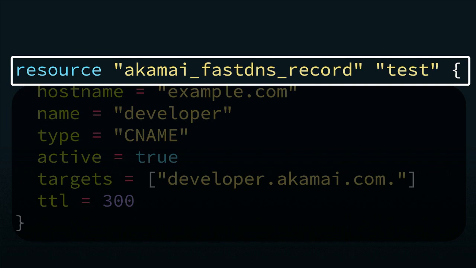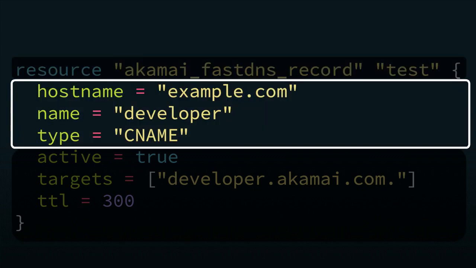It's called test, and we're going to set the configuration on that. The first thing we're going to do is set up the host name, which is going to be under example.com. That's the zone. The name, which is the subdomain, in this case, is developer, and the type of record. So we're going to create a CNAME.